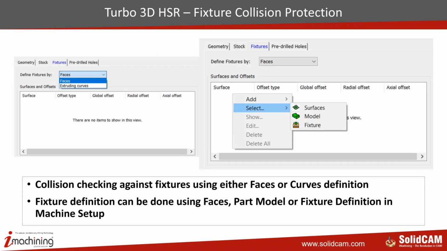Fixture collision protection is also available inside Turbo 3D HSR. As I already told, you can define the fixtures. There are three different options. Either you can define the fixture by using a 3D model, or you can select the surfaces, or you can define a 2D boundary and define that as a fixture. Suppose you want to use top clamps, you can use the 3D model and define it as a fixture, or you can create a 2D boundary and mark the curves as the fixture zone so that it will take care of fixture protection while generating the toolpath.